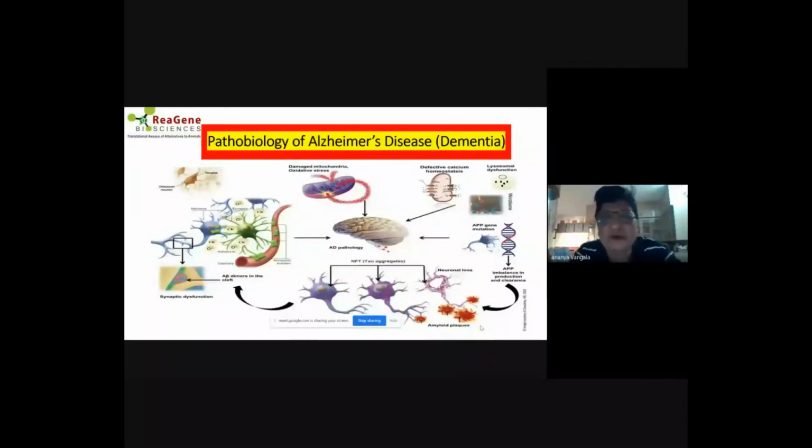Mitochondrial damage, oxidative stress, defective calcium homeostasis, and gene mutations like APP gene mutations all cause amyloid plaques in the brain, which cause synaptic dysfunction in the neurons, which actually precipitates as Alzheimer's disease. It's very progressive, and people are still identifying more and more of the degeneration mechanisms at the molecular level. But phenotypically, that's what we can see of the disease progression. Next slide, please.